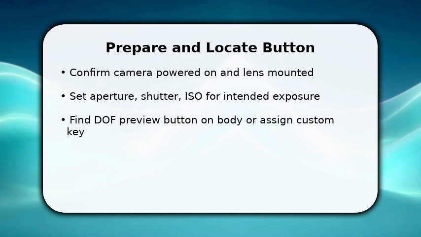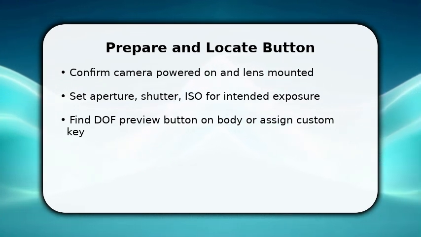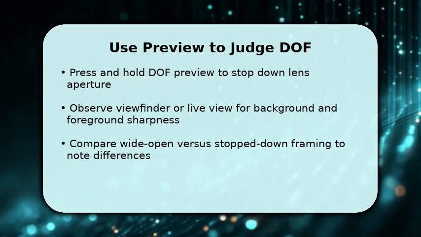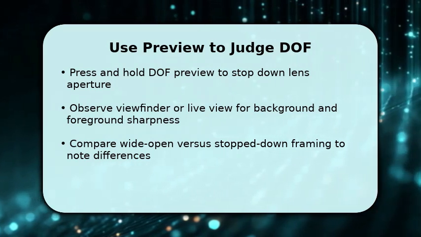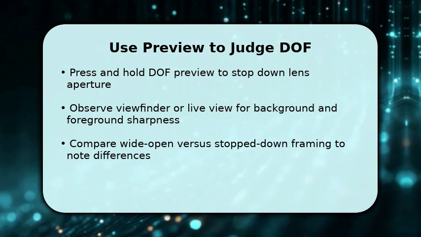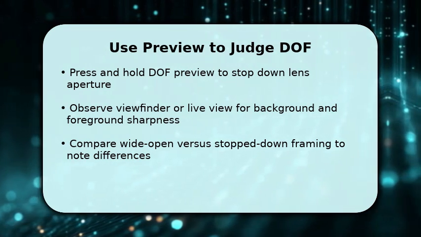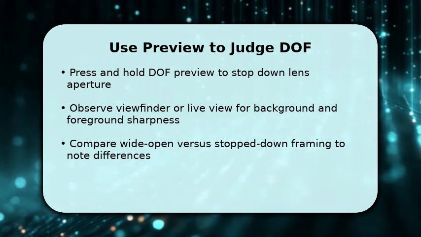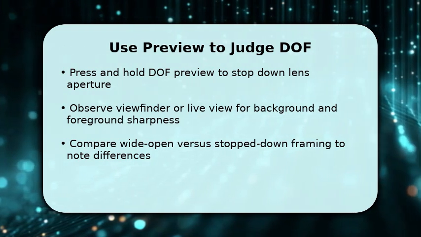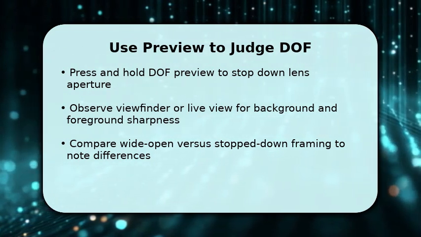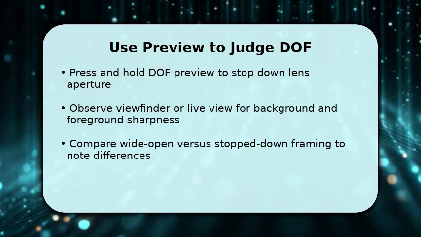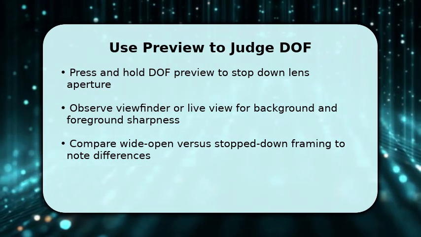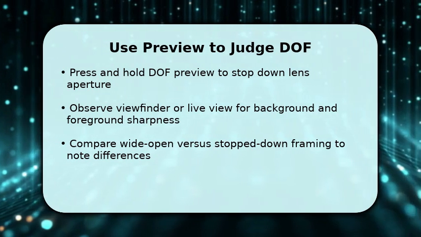You press and hold the DOF preview button to force the lens to stop down to the selected aperture, and then look through the viewfinder or at live view to see the change in depth of field. While holding it, note how much background blur returns or how foreground elements come into focus. This reveals the effective plane of focus. Make adjustments to aperture, focus point, or distance and repeat. This hands-on comparison is how you learn the real impact of settings.